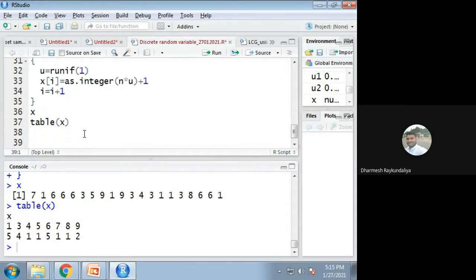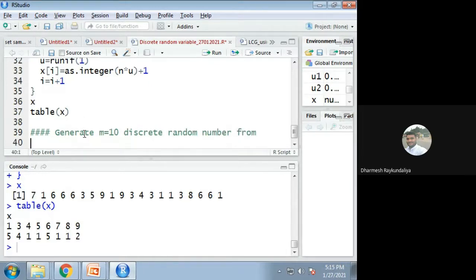Now we generate a random number from a geometric distribution. Generate m equal to 10 discrete random numbers from a geometric distribution with probability of success p equal to 0.2.